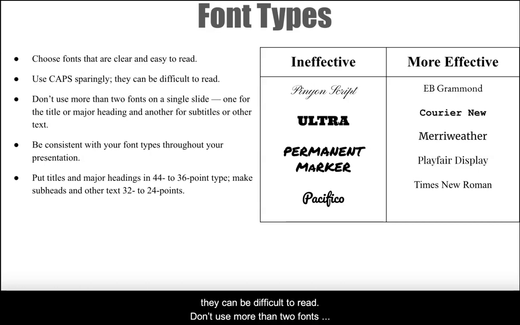Don't use more than 2 fonts on a single slide, one for the title or major heading, and another for subtitles or other text. Be consistent with your font types throughout your presentation. Put titles and major headings in 44 to 36 point type. Make subheads and other text 32 to 24 points.